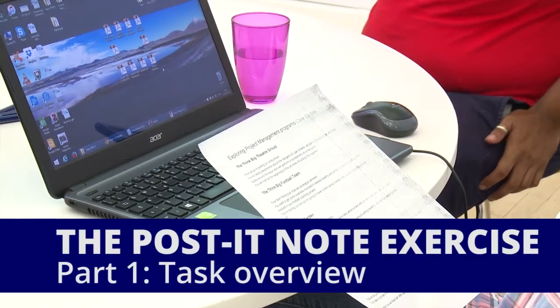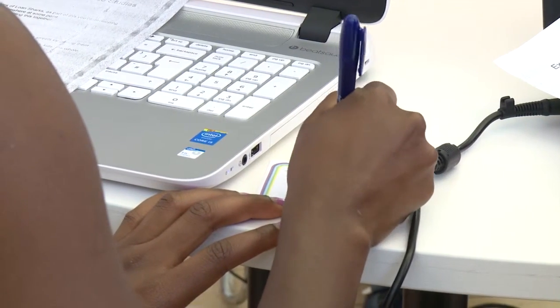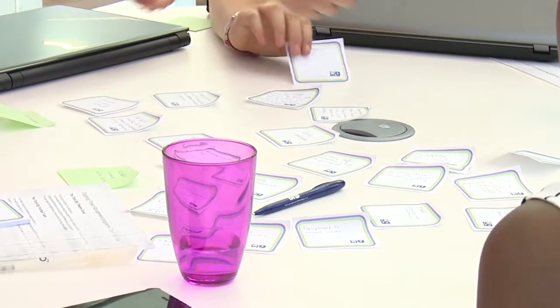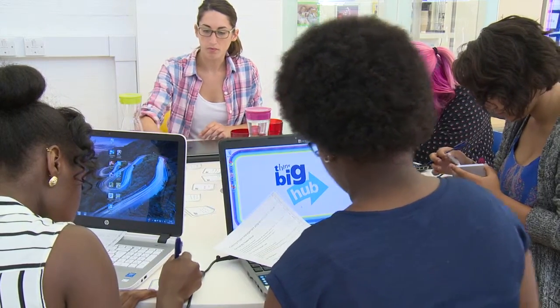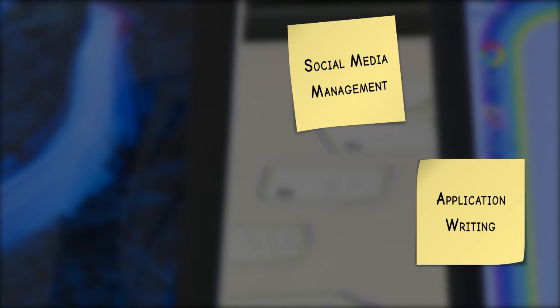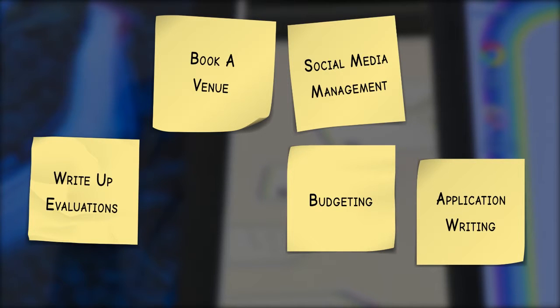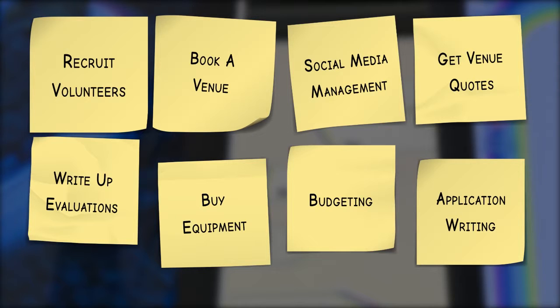The Post-it note exercise. We call this one the Post-it note exercise, although you don't have to have Post-it notes for it. A pen and paper will suffice. Have a think about your project, or the case study. Take 5 minutes to write down as many tasks as you can think of that you will need to do to complete your project. Once you start thinking about it, there is loads of stuff that you can add here. Application writing, social media management, venue booking, advertising, budgeting, writing evaluations, getting quotes, buying equipment, recruiting volunteers. As I said, there's lots of stuff.